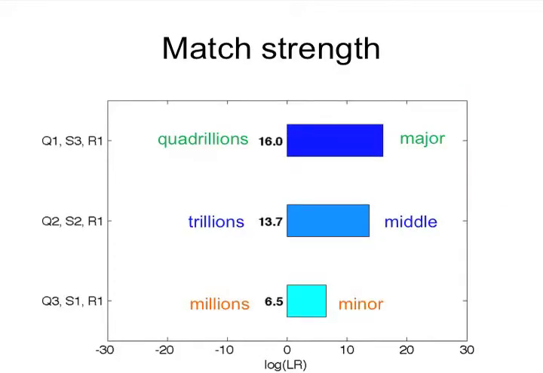Now, what would happen, this is just hypothetically, if we were able to match a reference to each one of these contributors. Here you can see there's a different match strength assigned to each contributor. If we had someone who matched the major, that match score is going to be in the quadrillions. If we have someone who matches the middle contributor, that score will be in the trillions. And if someone matches the minor, that score will be in the millions.